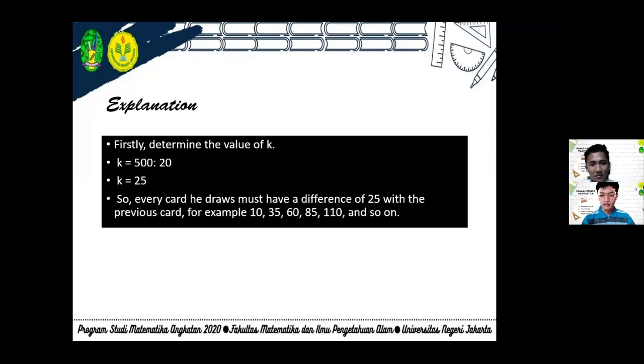Explanation. Firstly, determine the value of k. k equals 500 divided by 20, so k is 25. Every card he draws must have a difference of 25 with the previous card. For example, 10, then 35, then 60, then 85, then 110, and so on.